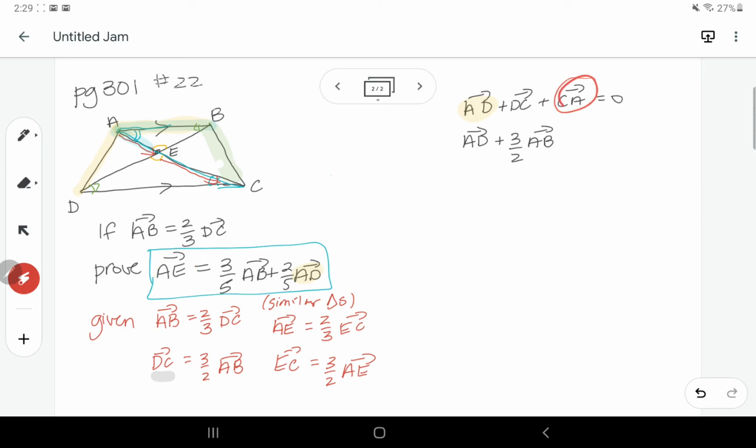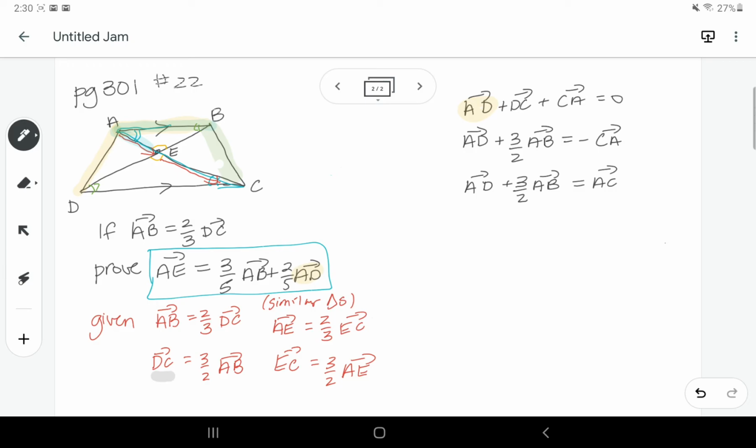So I'm going to take this, because CA is related to AE. It's collinear with that. It's a multiple of that. So I'm going to bring that CA over to the other side of my equation. And I don't like that it's negative CA. I'm going to make that positive AC, which is actually better because I have AE. So AD plus 3/2 of AB equals AC. Now I want to get this in terms of AE. I need an AE there.